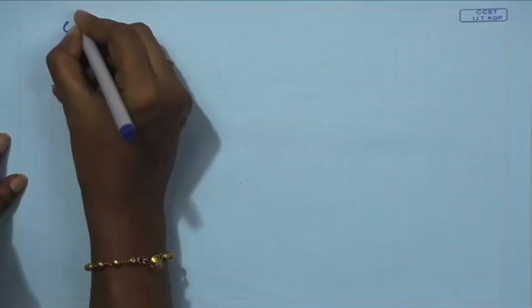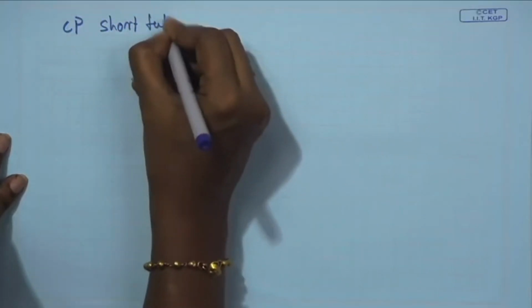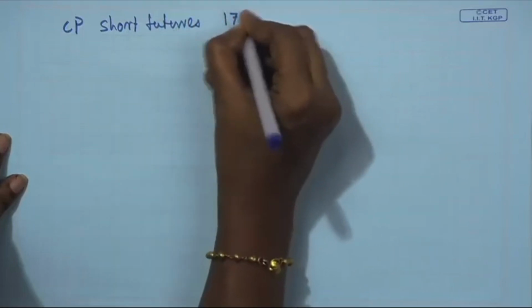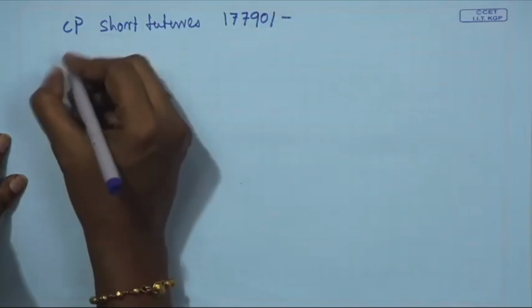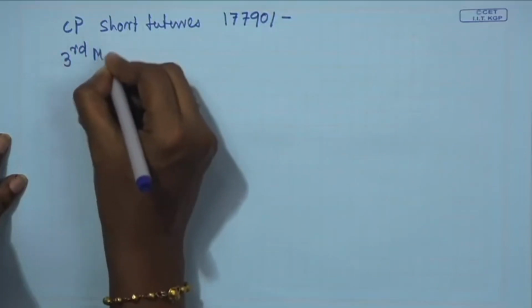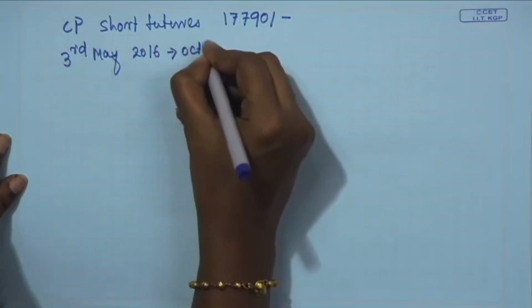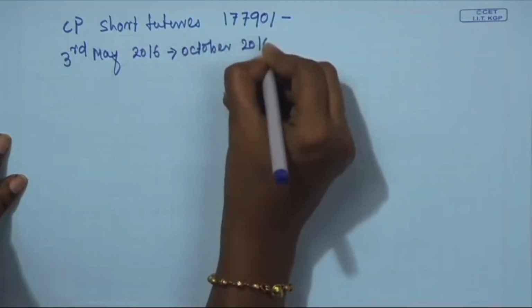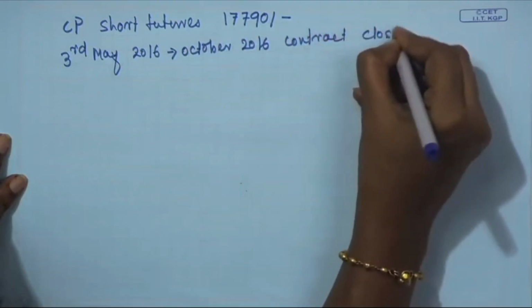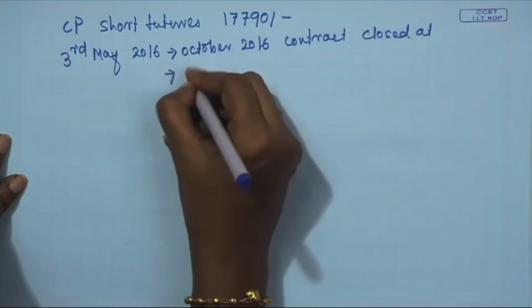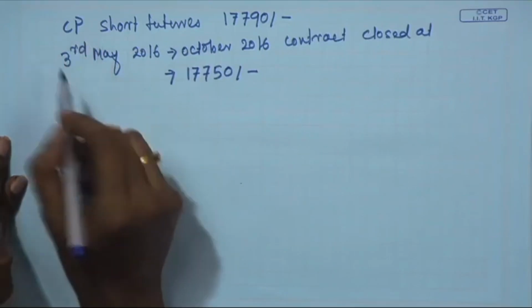So the cotton producer had short futures at 17,790, and on 3rd May, the October 2016 contract closed at 17,750. So exactly the same logic will be applied.